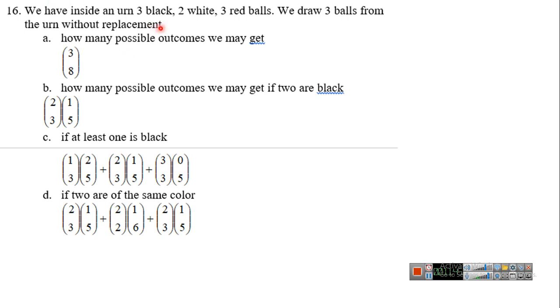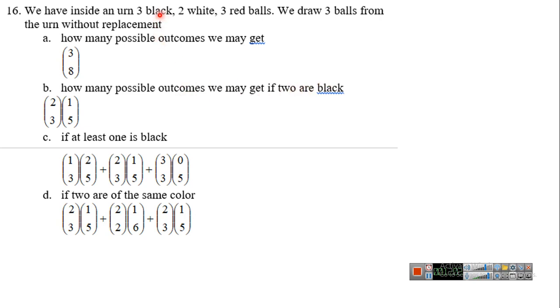We have inside an urn 3 black, 2 white, and 3 red balls. We draw 3 balls from the urn without replacement. How many possible outcomes you may get? So I want to pick 3 out of how many? I have 3, 6, 7, 8. 3 out of 8.